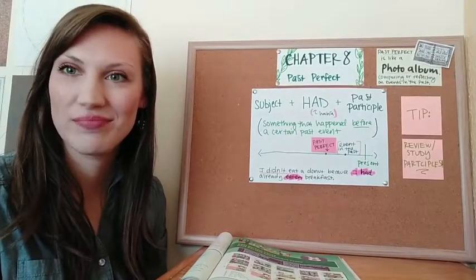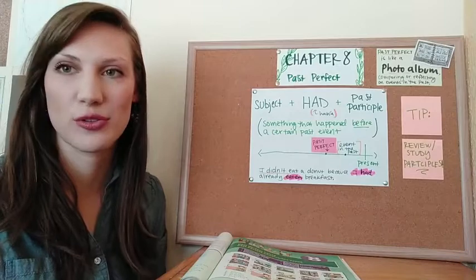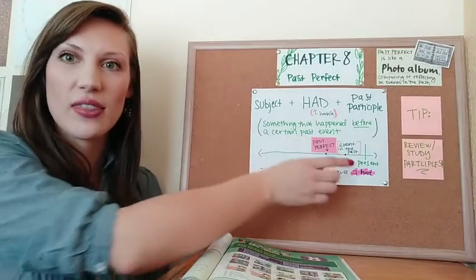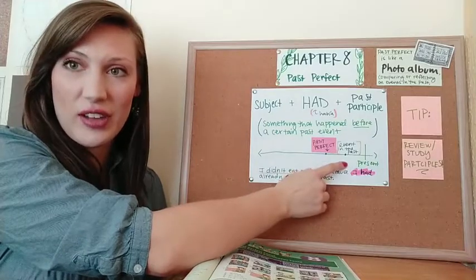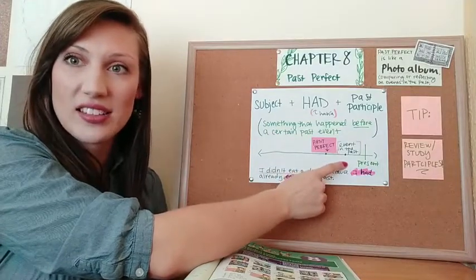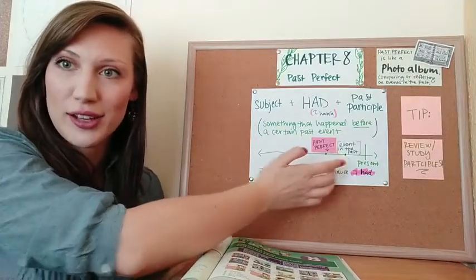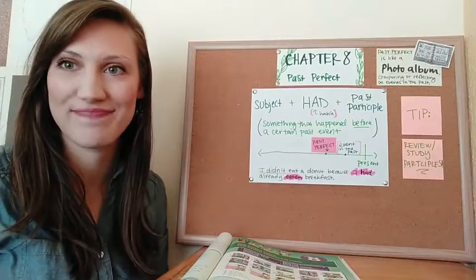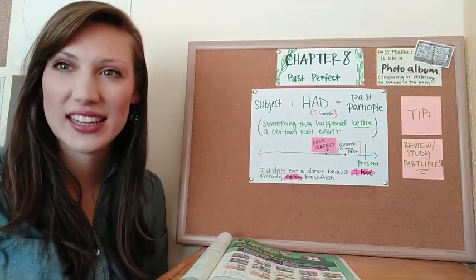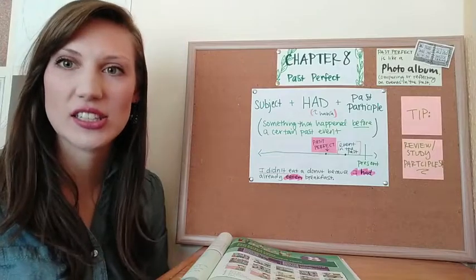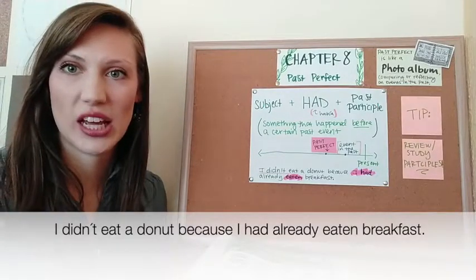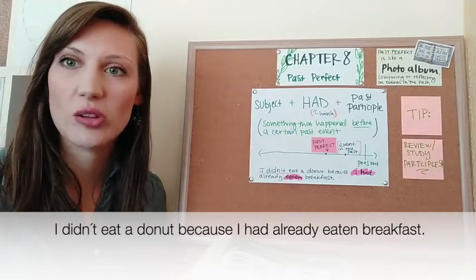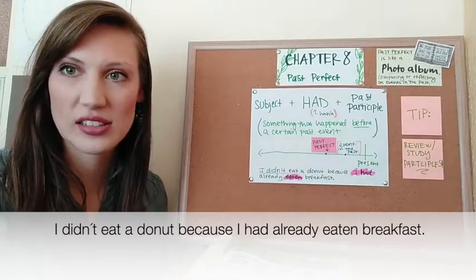So one more time, we use past perfect to talk about something that happened before a certain event in the past, as you can see with my little visual timeline here. So let's read an example and examine this just a little bit. I didn't eat a donut because I had already eaten breakfast.